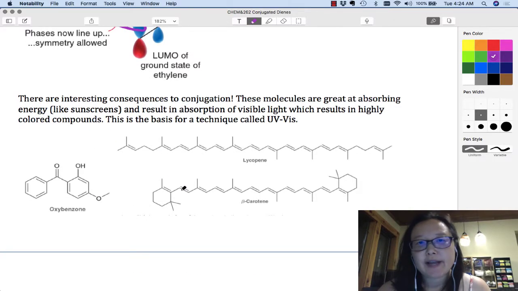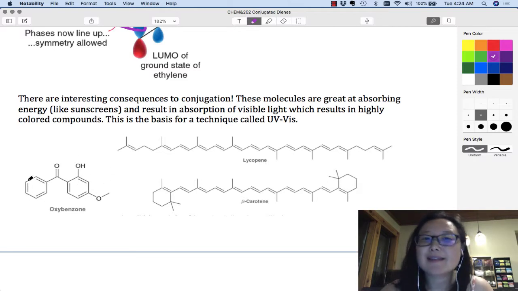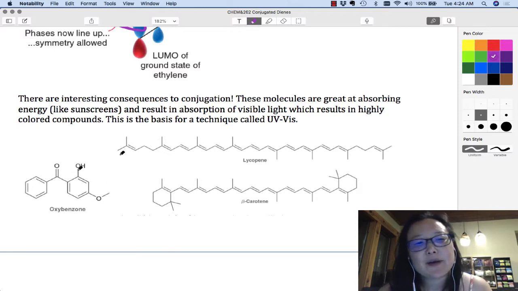And then just out of your own interest, there are molecules with lots of conjugation, like lycopene. You've heard of this molecule in tomato sauce, for example. And you've also heard of beta-carotene. So look at all the conjugation here. And this molecule here, which is in sunscreen. And the reason why this molecule works so well as a sunscreen is because of the conjugation here.